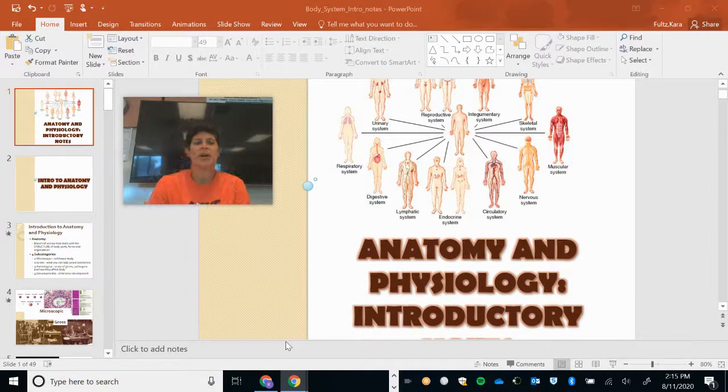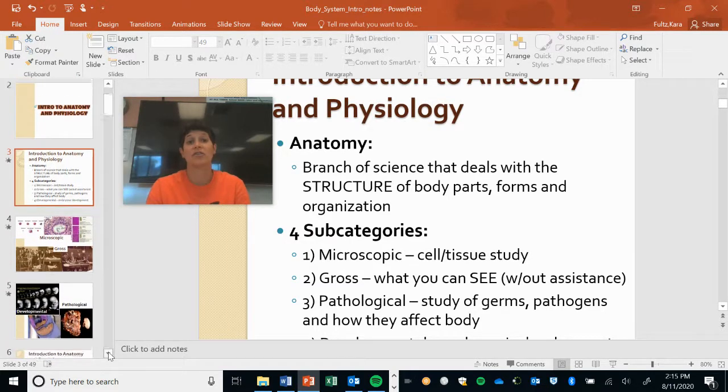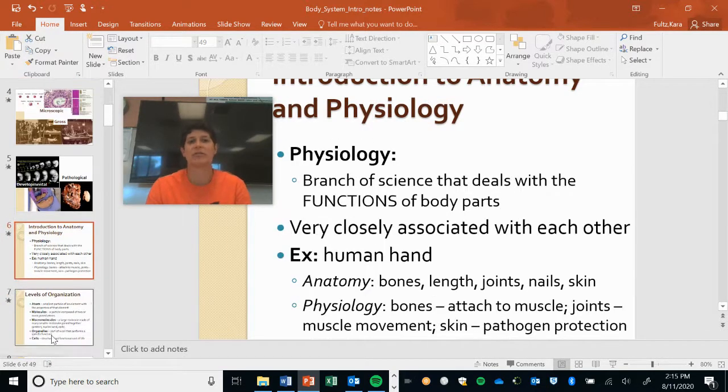So today we're going to be talking about the beginnings of anatomy and physiology, just kind of an introduction to what's happening. So to start with, let's talk about those terms. Anatomy is basically the structures, the parts of the body that are found, and then physiology has to do with the function. What do those parts actually do?